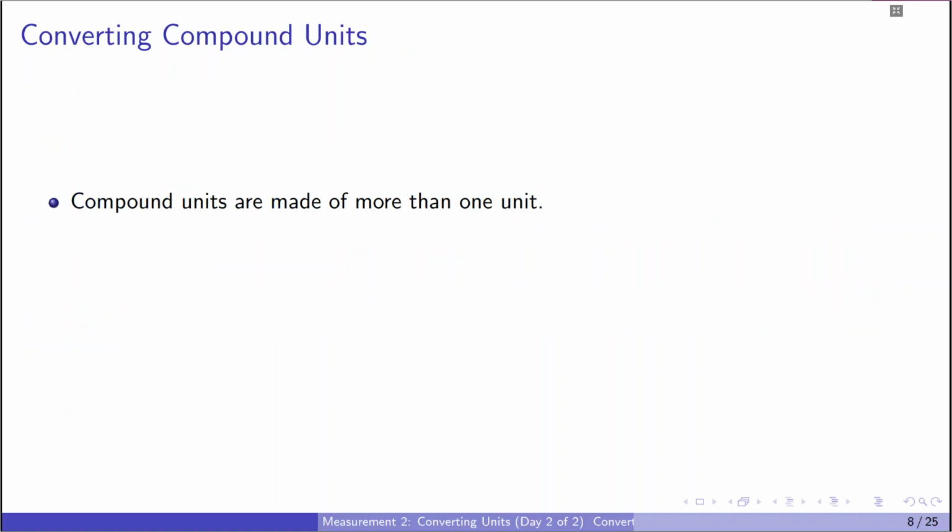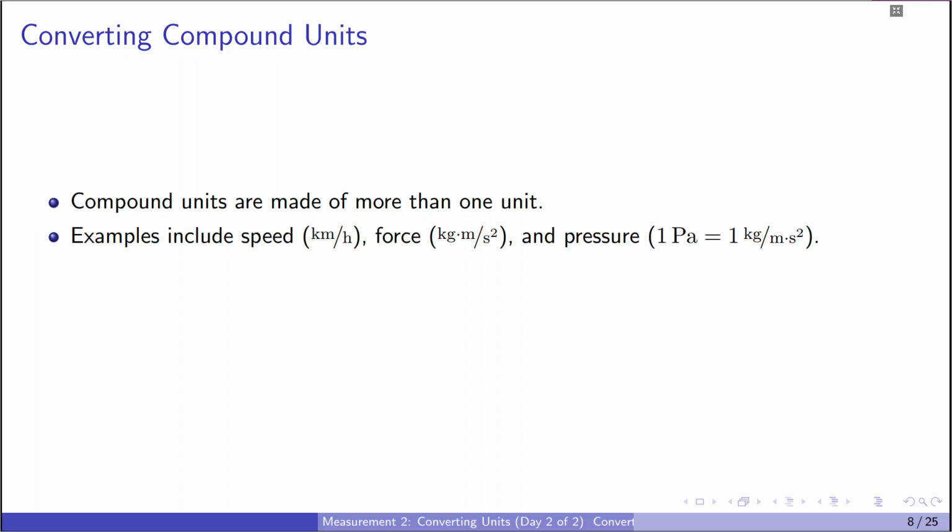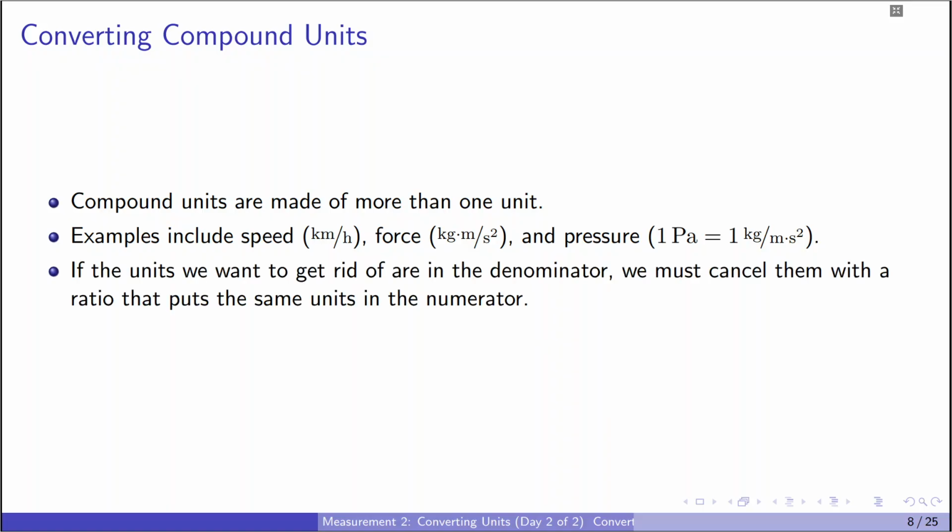With compound units, these compound units are made of more than one unit. Examples include speed, kilometers per hour, force, kilogram meters per second squared, and pressure. 1 Pascal is 1 kilogram per meter second squared. If the units we want to get rid of are in the denominator, we must cancel them with a ratio that puts the same units in the numerator.